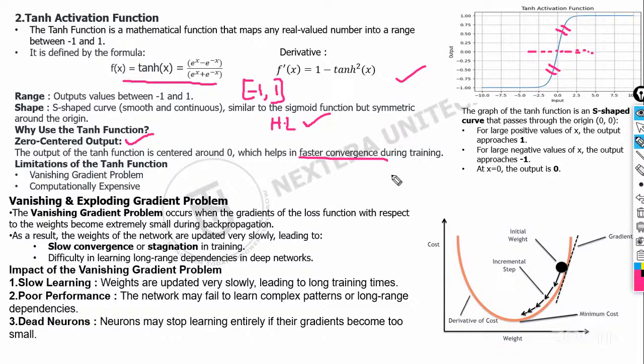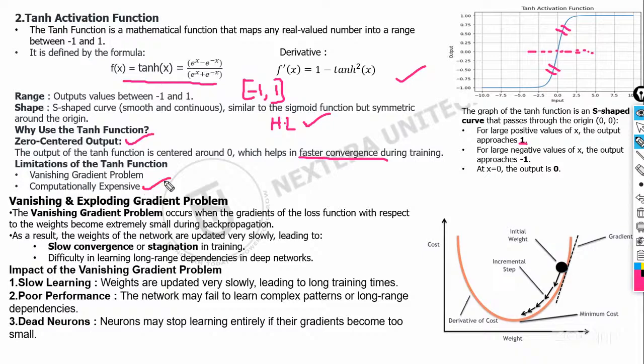Focus. This is again an S-shaped curve where it passes exactly through 0, with input and output both 0. If the values are greater than 0, the output will approach 1, and if the values are less than 0, it approaches -1. So exactly at 0, you'll get the output as 0. Since it uses exponentials in the formula, it is computationally expensive.